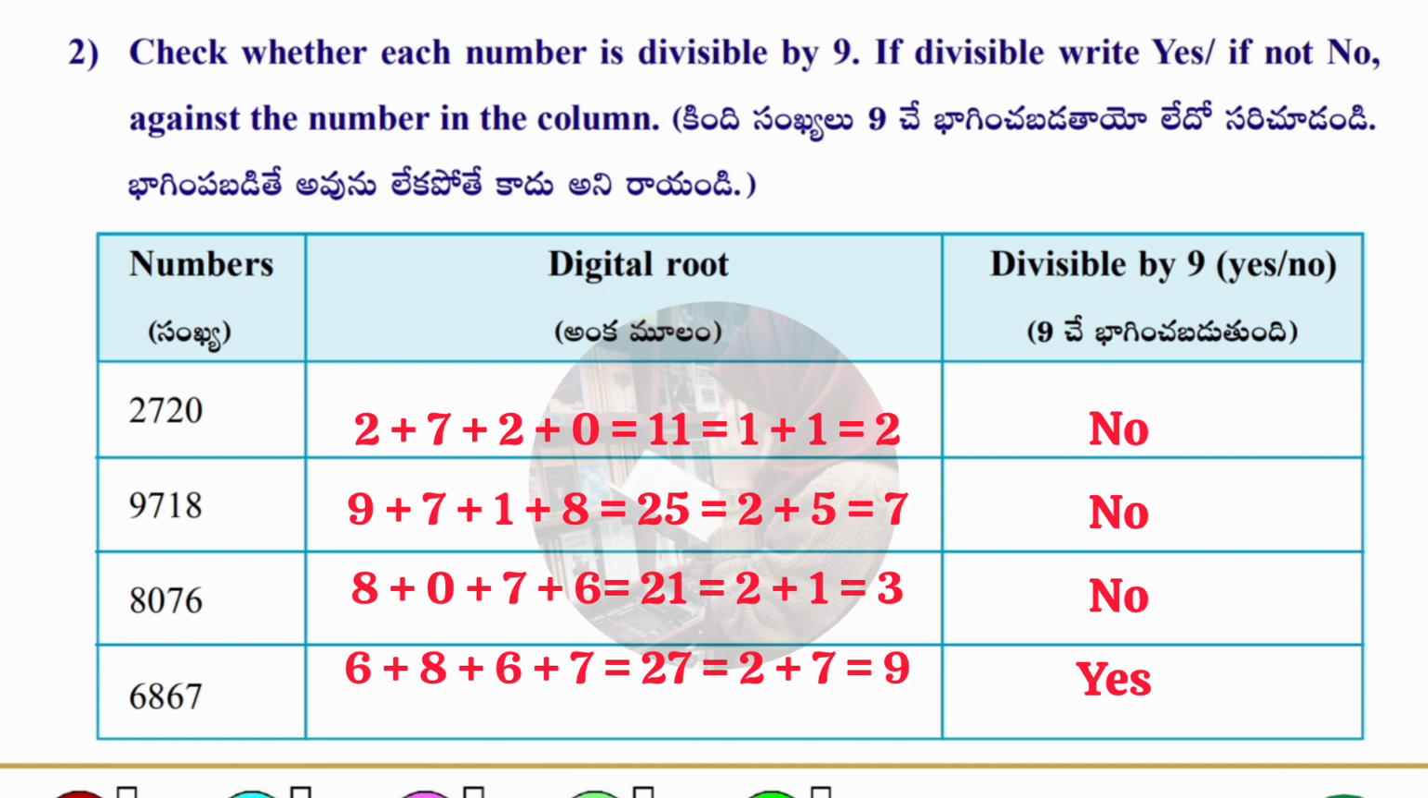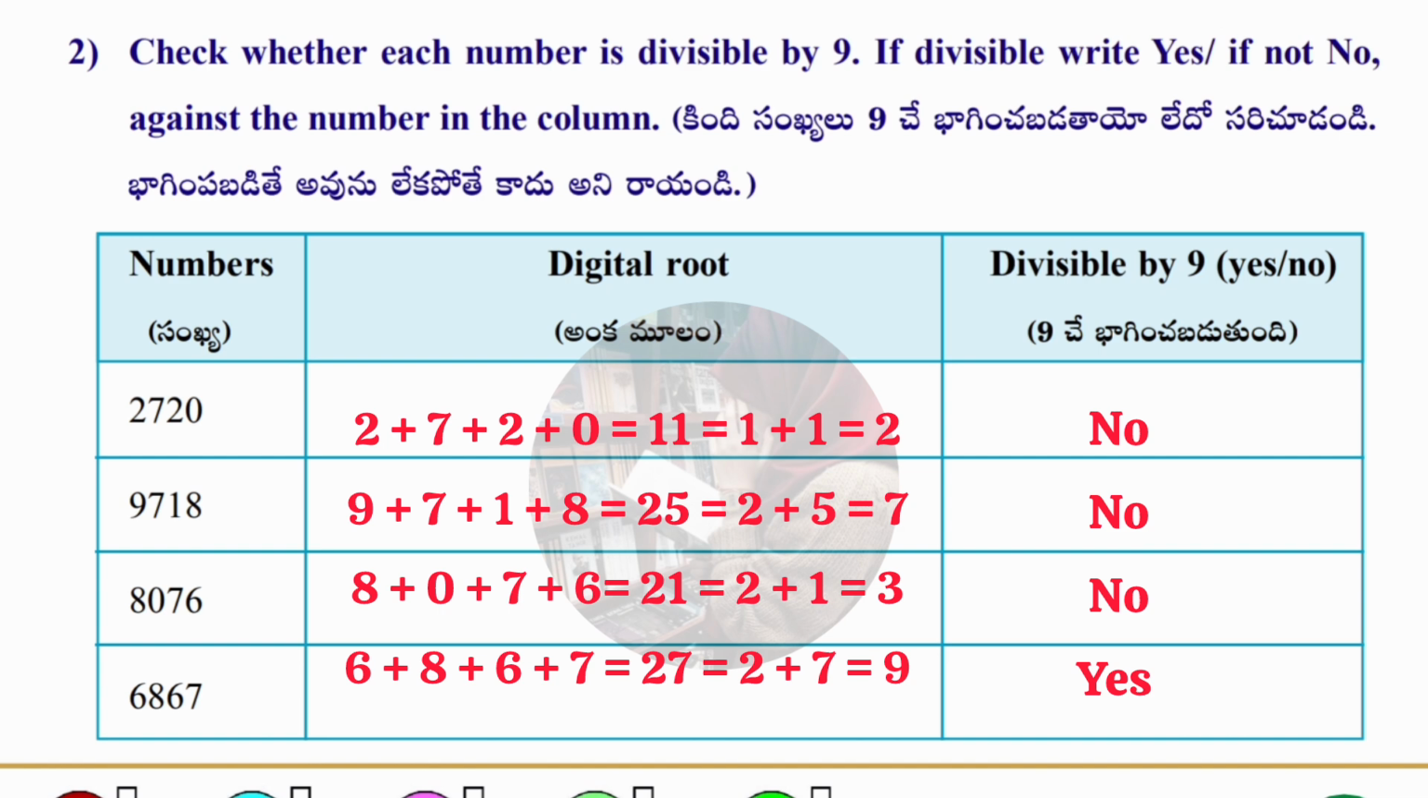Last number is 6867. Okay, we'll do the addition, 6 plus 8 plus 6 plus 7, which is 27. Again do the addition, 2 plus 7, which is 9. So this 9 is divisible by 9. That's why write down yes in the last column.